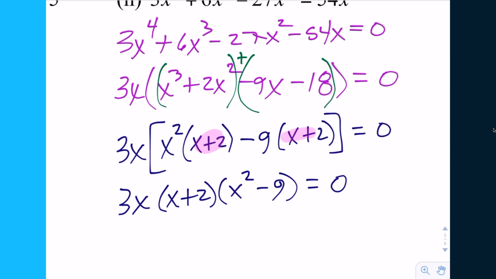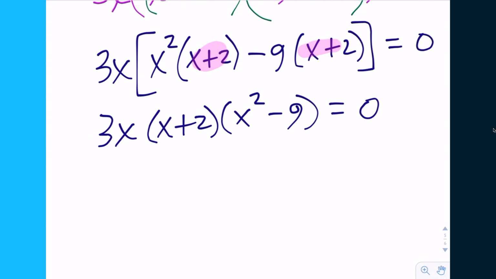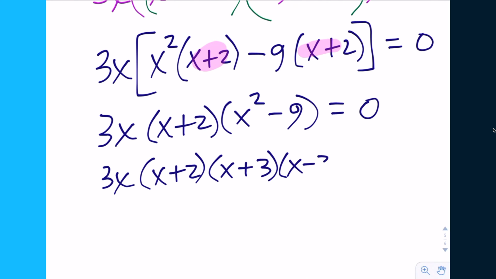So it will factor into the product of 2, don't make me say what you get, conjugates. Good. So 3x, x plus 2, and then x plus 3 times x minus 3, still equal to 0. Now we have its prime factorization into its linear factors. Okay? And you have how many variable factors?